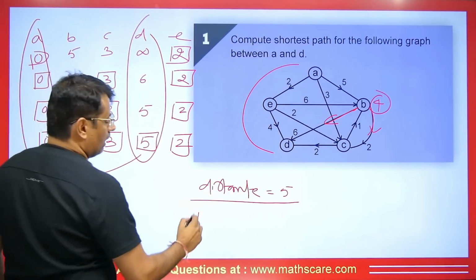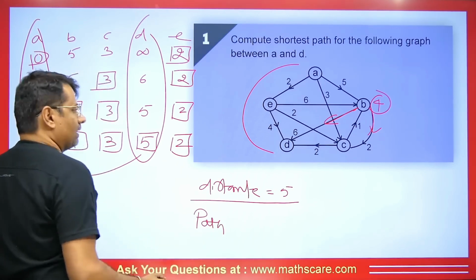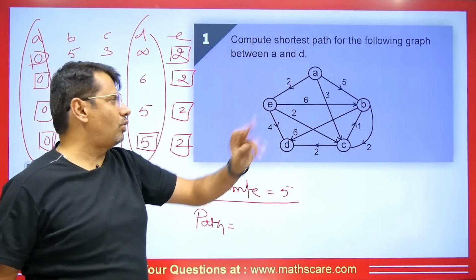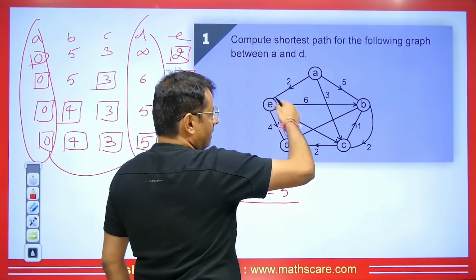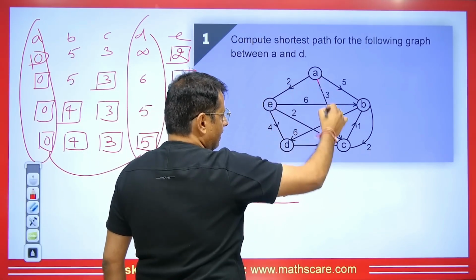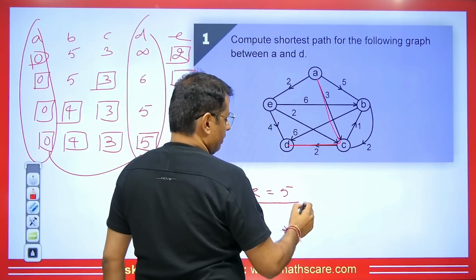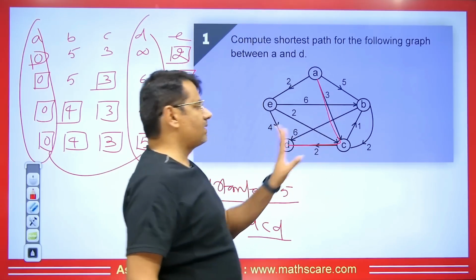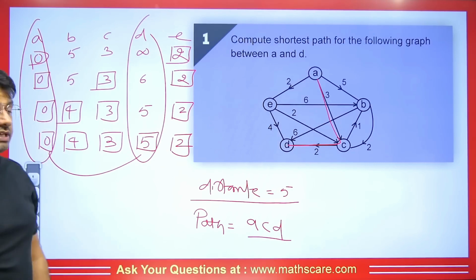Now let's see what will be the path. Yes, what will be the path? We have to understand this. So which are covering 5 distance to reach from A to D. So here this also. But this is 6. So this will come here and then here. So students, the shortest path here will be ACD and the distance will be how much? It will be 5. And in this way we can easily do this here.